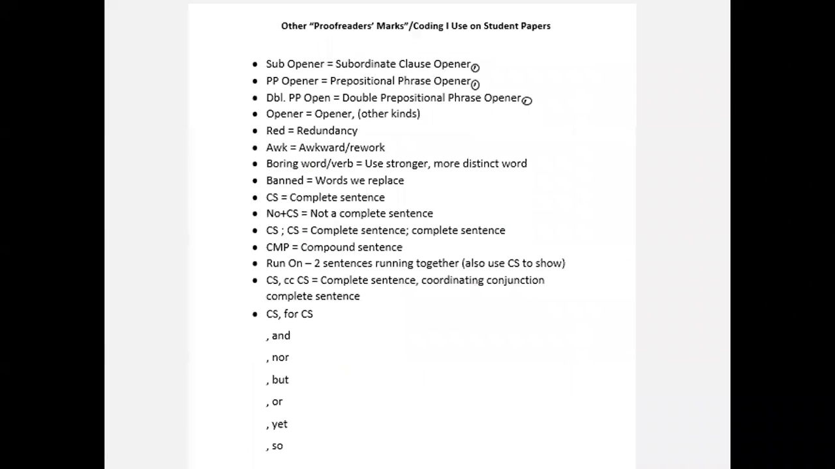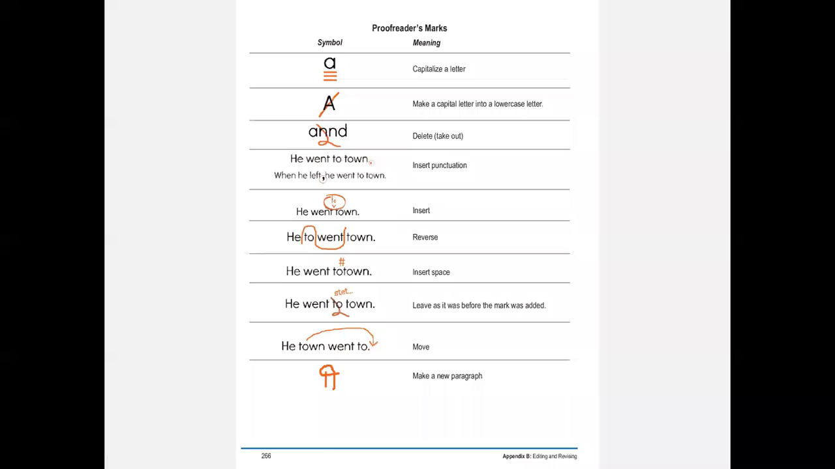So then my coding that I use, this Proofreaders Mark document, it's teachable, right? You can teach from that. Your students can see, oh, I needed to capitalize. Oh, that should be lowercase. Oh, I forgot that comma with that inserted punctuation mark. Oh, I reversed words. Oh, I needed to start a new paragraph and so forth.